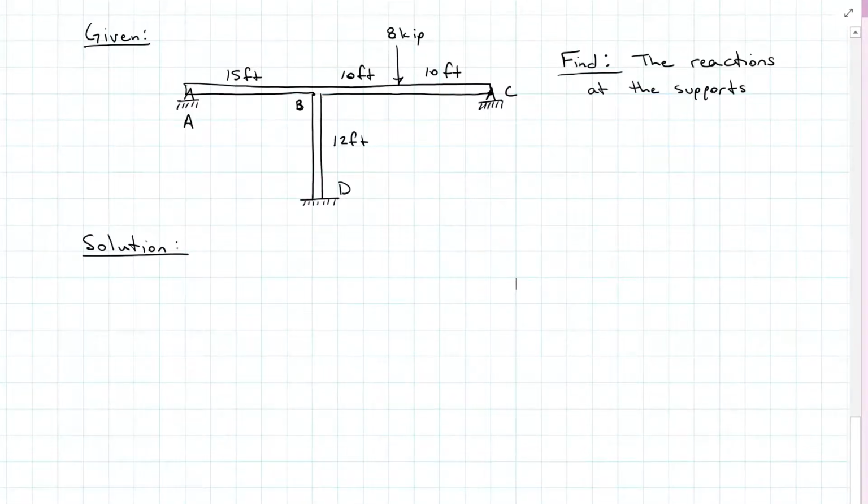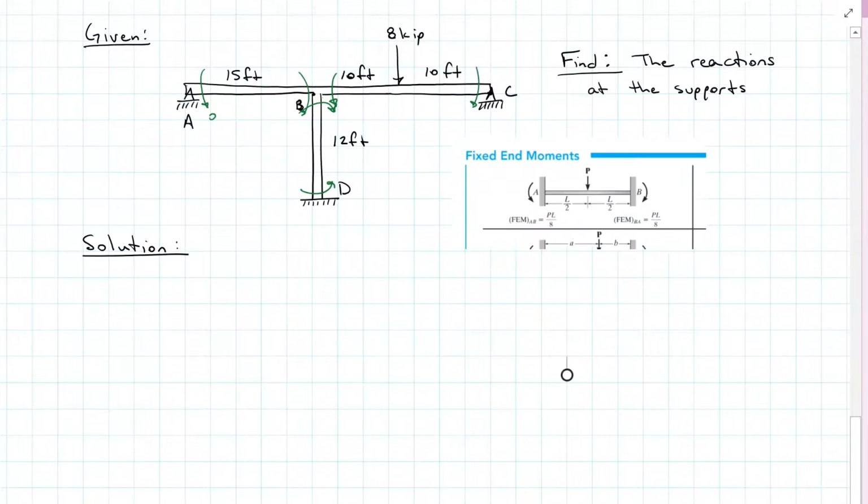Can we use the same method on frames? Absolutely, we can use the same method on frames. So here we have a 3-member frame, and it has a constant E and a constant I for all members. So we can go to fixed end moments. I do not have any loads between A and B, so my fixed end moments are going to be 0, as is D. I don't have any loads there, but B to C does have a load in the middle. And according to the back of the book, that's PL over 8. So that will be P, 8 kips, times length 20 feet divided by 8. So that starts us off with 20 counterclockwise and clockwise on either side.